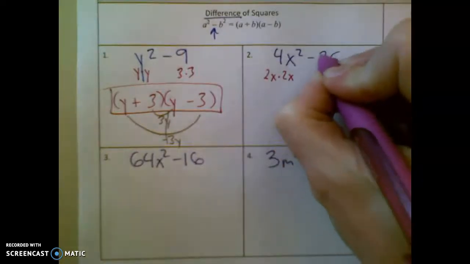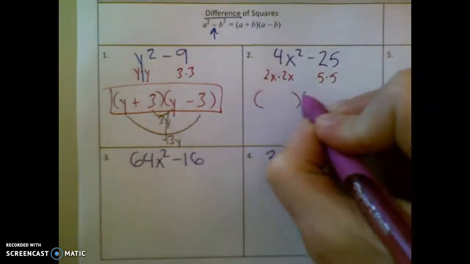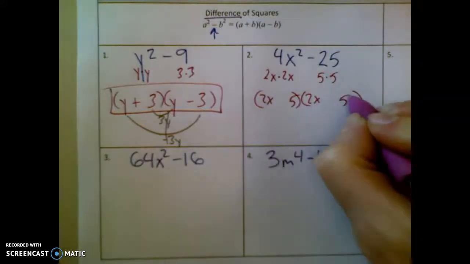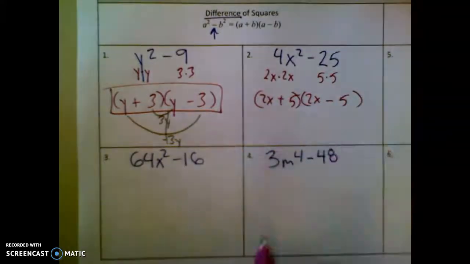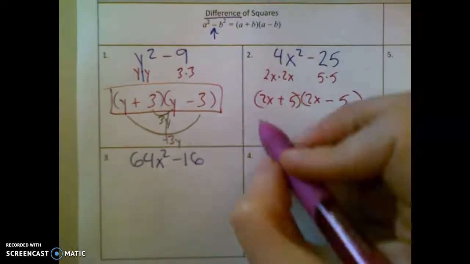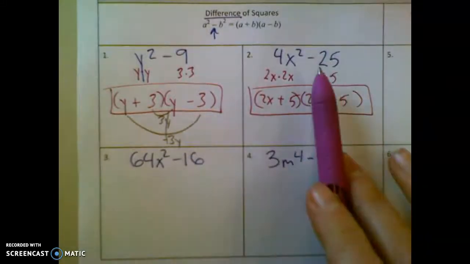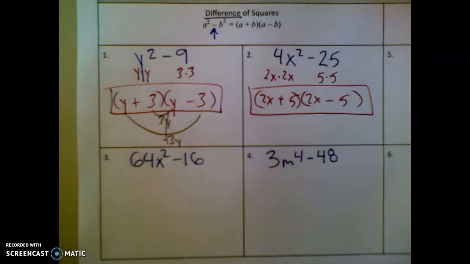Double check it's a difference. It is. And you literally just plug them in. 2x, 2x, 5, 5. Make one plus, make one minus. Does not matter which order you write it in. And that is it. Difference of squares problems are the easiest to spot because they're literally difference of squares. It's in the title. And the easiest to answer.